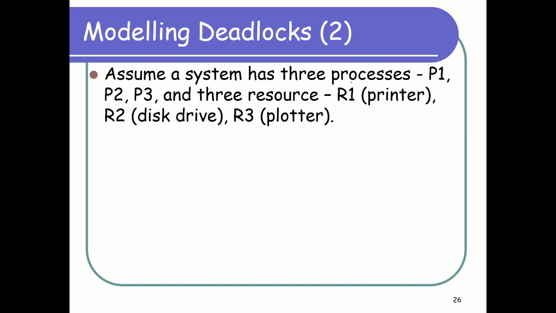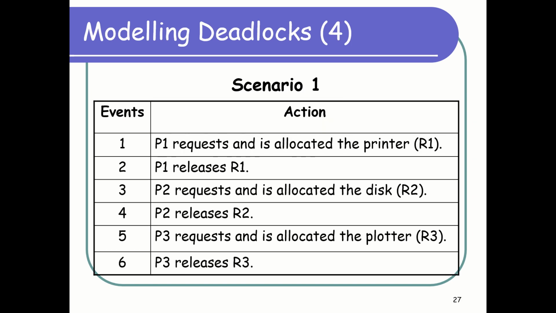Assume a system has 3 processes, P1, P2, P3, and 3 resources: R1 a printer, R2 a disk drive, and R3 a plotter. This is a multiple device deadlock. So you have event 1: P1 requests and is allocated printer R1. So R1 is serving P1.